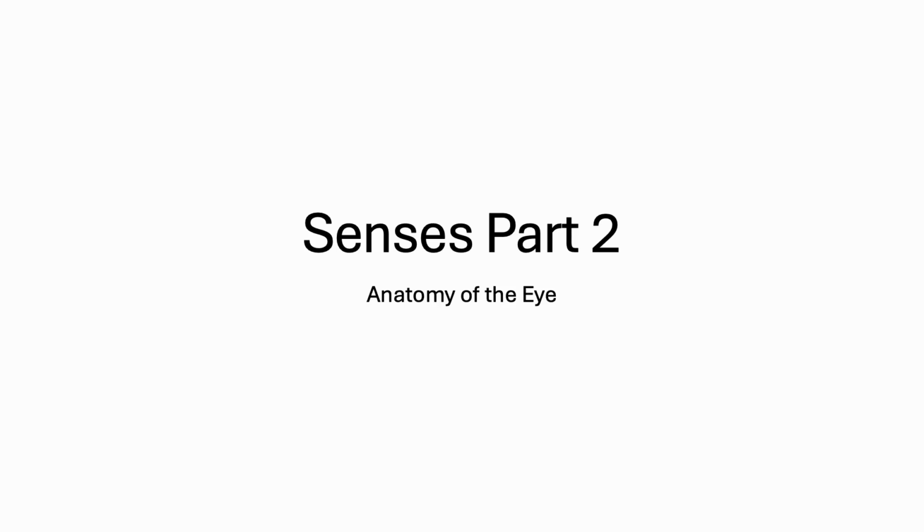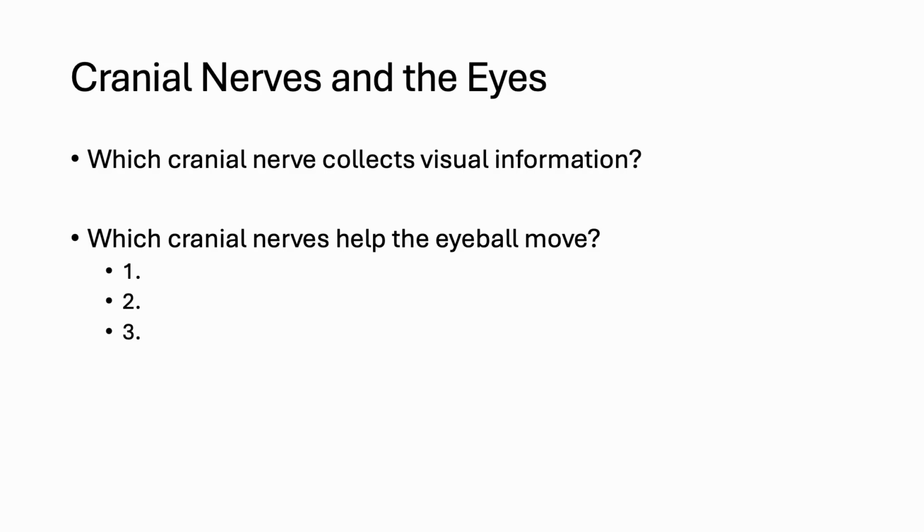So we'll continue on. This is our second lab that we're going to spend on our special senses. And in this one, we're going to focus on the anatomy of the eye and how this is related to vision. So we're just going to continue to review and put things together as we go forward.